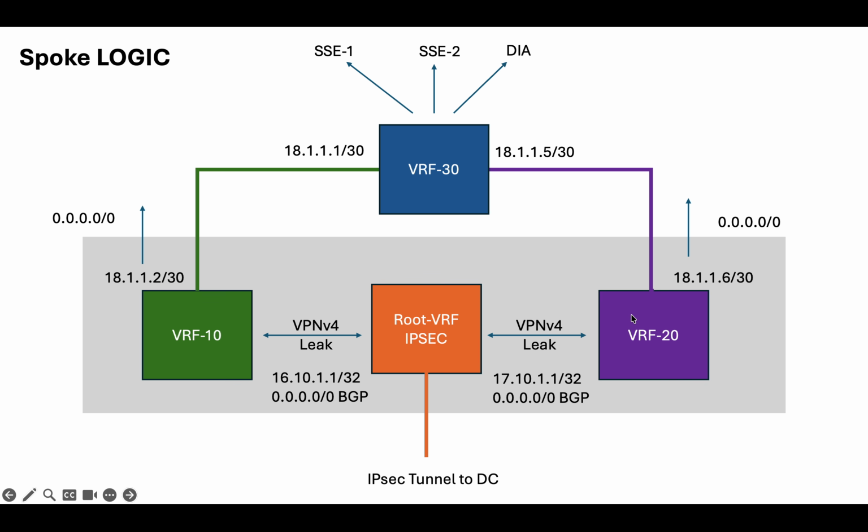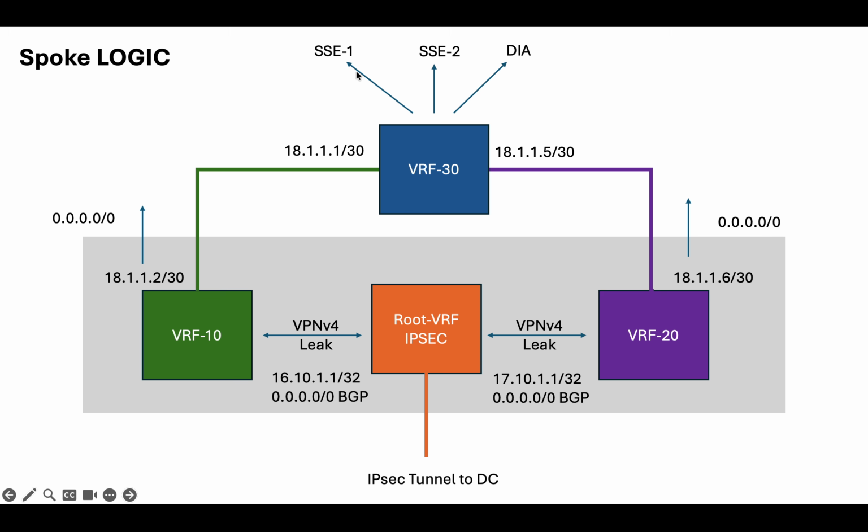Each one of these VRFs has got a static route. So there's no longest match coming, let me repeat that. If there is no longest match coming from the data center, clearly then it says, well, where do I go for anything that doesn't belong from the data center? So it's going to use the default route. It's going to come up to VRF 30.